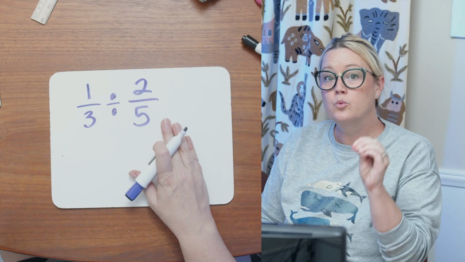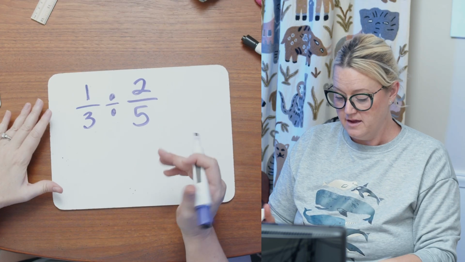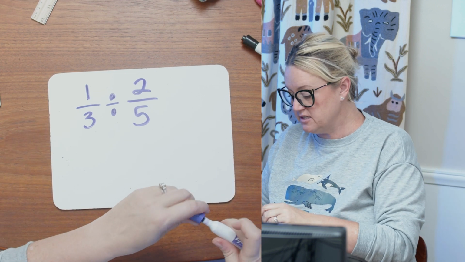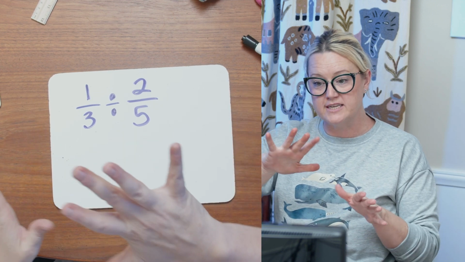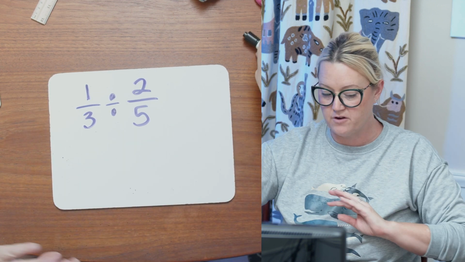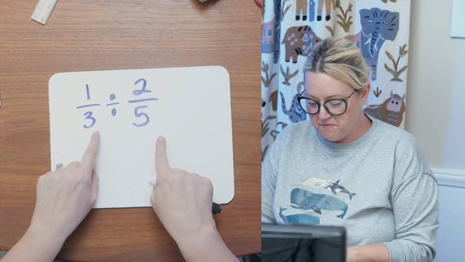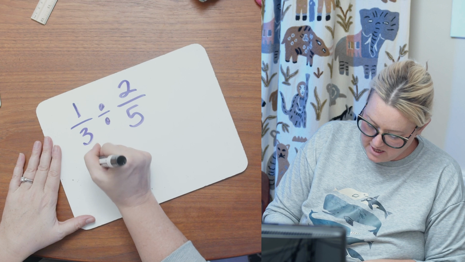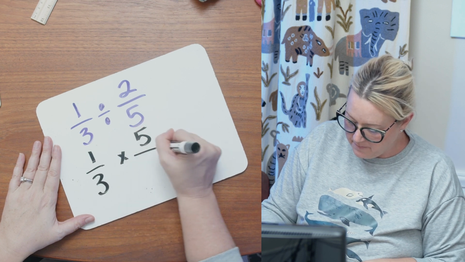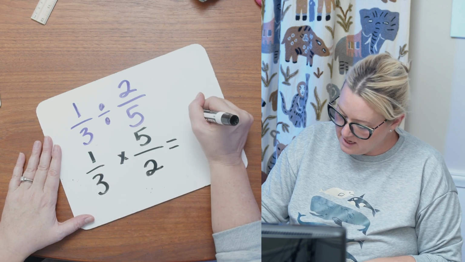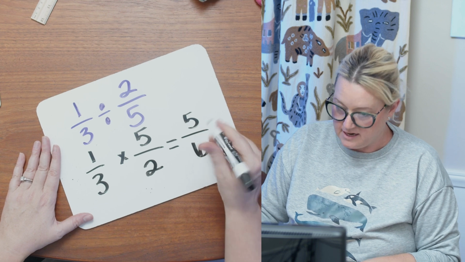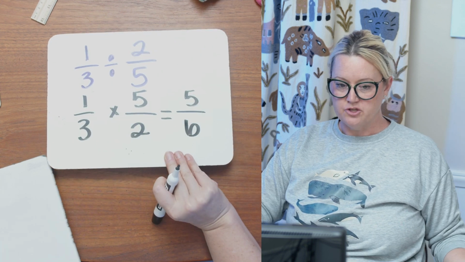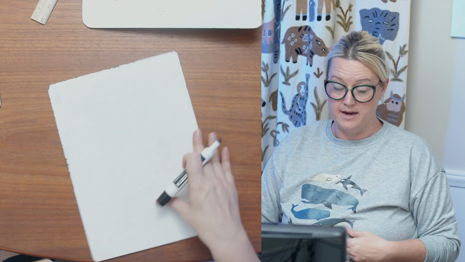The reason for that is because, and this is where it branches over into a pre-calculus kind of concept, in order to figure out why keep, change, flip works. So we're going to do keep, change, flip, and then you're multiplying straight across and you get 5/6. Okay, there's that. So now we're going to get into the why behind keep, change, flip.